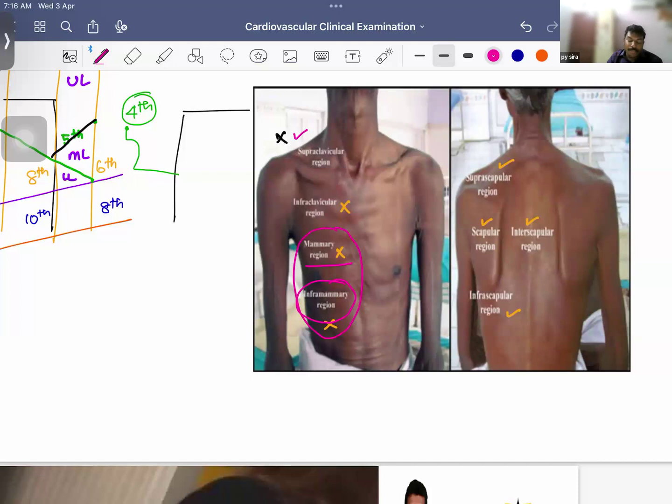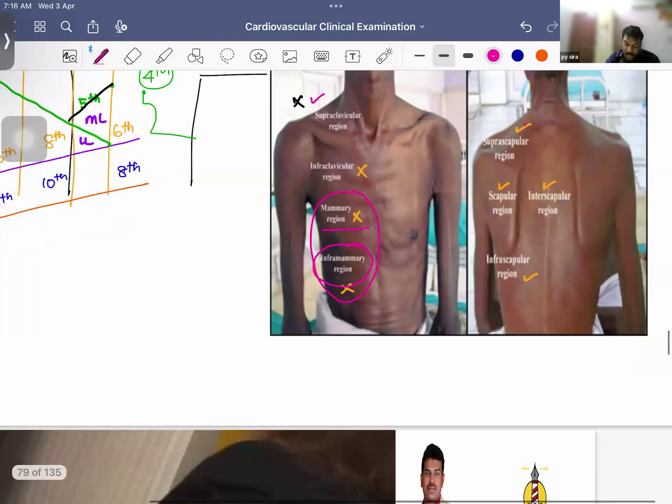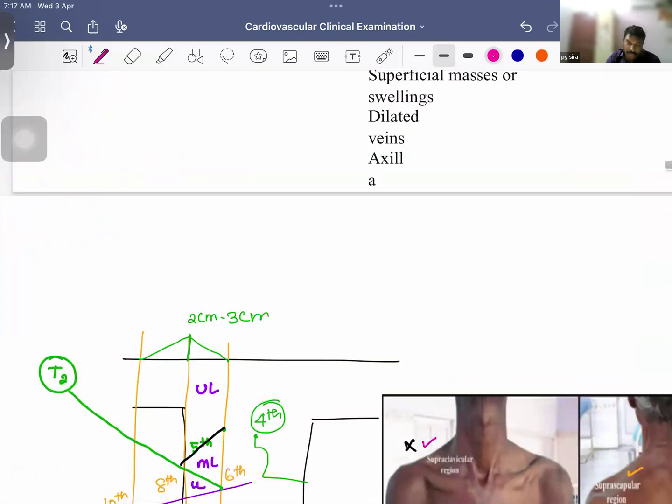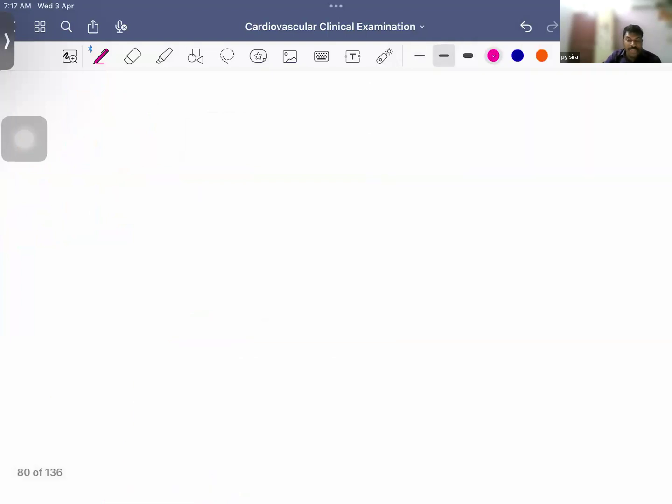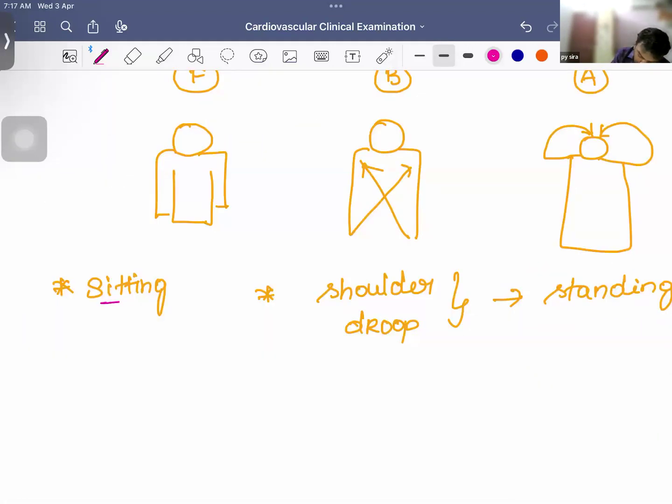Then coming to the back of the patient, you have the suprascapular, scapular, interscapular and infrascapular regions. All your examination has to revolve around these areas. Beyond this, you should not mention any new areas. Whenever you go for inspection, the first thing you see is how the patient is sitting. I will show you in your diagram: the patient should sit like this, or keep the hand like this. Examination in sitting posture.